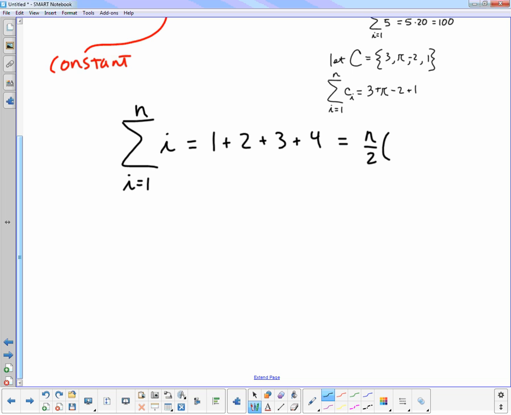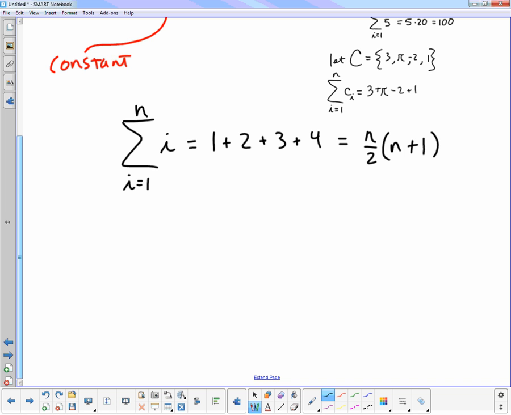Now, in this case, what's my first term going to be? 1. And what's my last term going to be? If it kept going all the way up to n, whatever it was, it would be n. And we usually don't see it written this way. We usually see it written the other way. Know that. Set it to your eyelids. Know that that summation equals this.